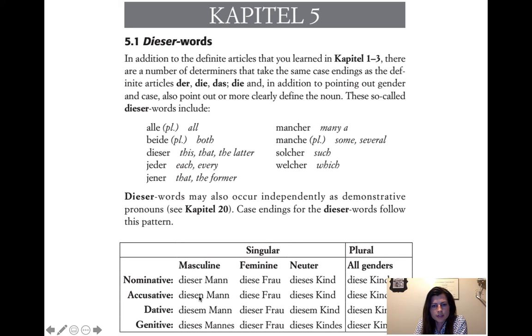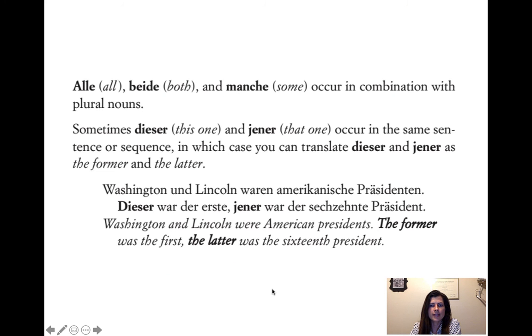So dieser, diesen, diesem, dieses, diese Frau, and these are just going to be all the same endings as you would have on the definite articles. So you just imagine, take off the dies part, and then put the D there. So you go back to the regular article. So it would be like den Kindern, diesen Kindern for the dative. Dieses Kind, das Kind. Okay, so alle, beide, and manche always have plural nouns.